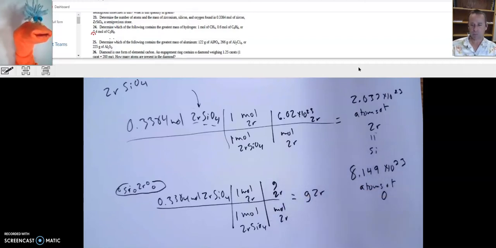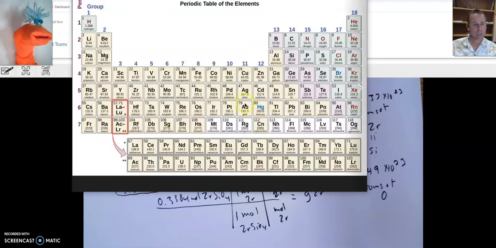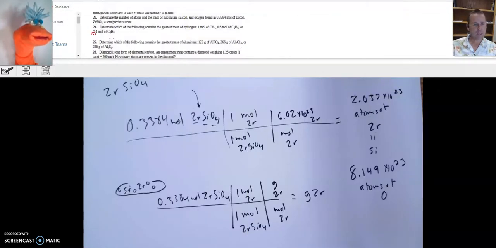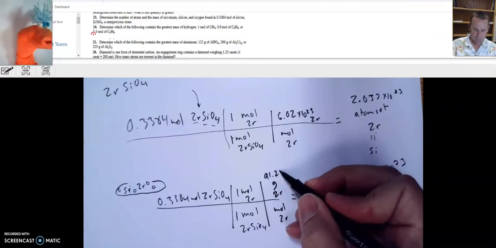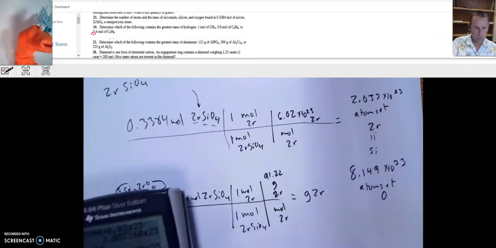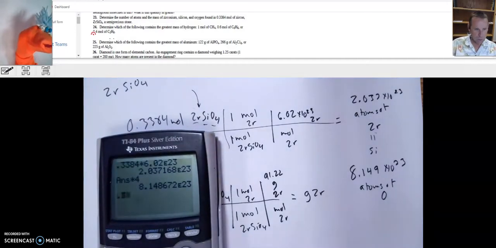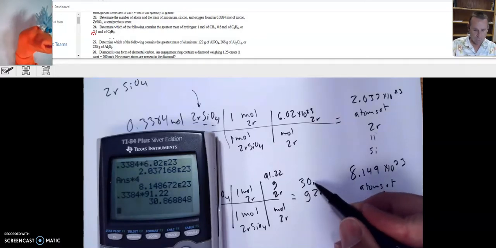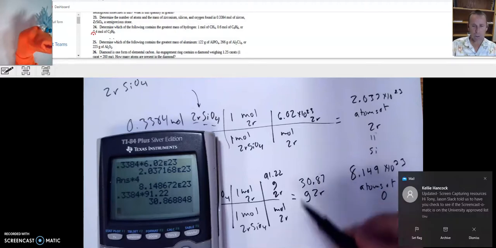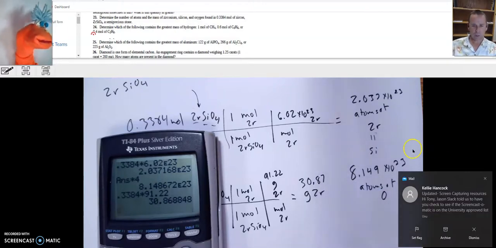Now what numbers go in there? Isn't that just what's on the periodic table? That's right. Good job. So if I bring up my periodic table here, I find zirconium: 91.22 grams for every mole. So I start off with my 0.3384 times my 91.22, and that is how many grams, to 4 significant figures, 30.87 grams of zirconium. Okay?